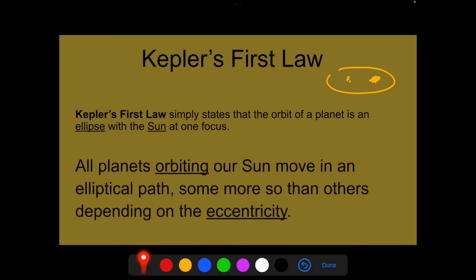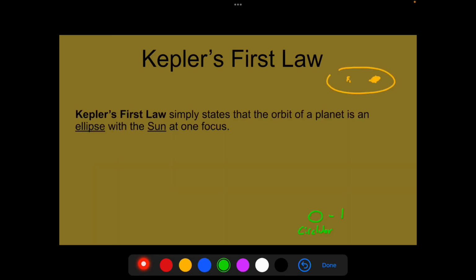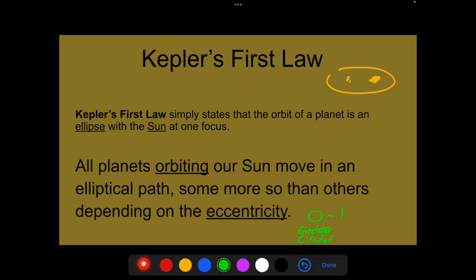So all planets orbiting our sun move in some sort of elliptical path, some more elliptical than others, depending on their level of eccentricity. Remember, that's the value that goes from 0 to 1. This is circular. Sorry, I spelled that wrong. Let's try that again. Circular. There we go. So circular for 0, and then we have elliptical over here, close to number 1.